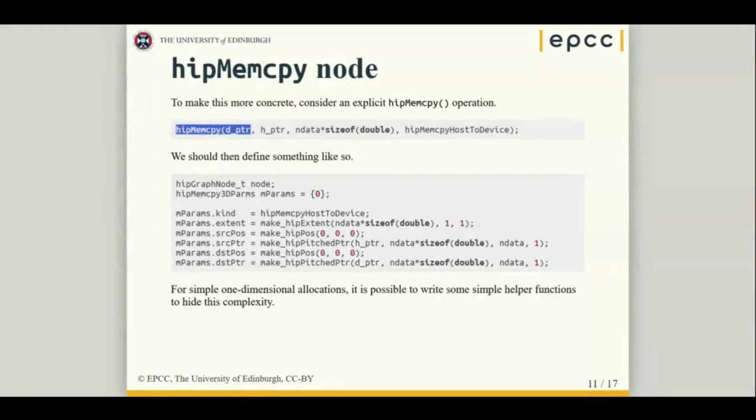To do this line of code in a graph, you will need to do this. Define the node and have the hipMemcpy3DParms, again initialized to 0. The kind will be copy host to device. Then the make hipExtent.